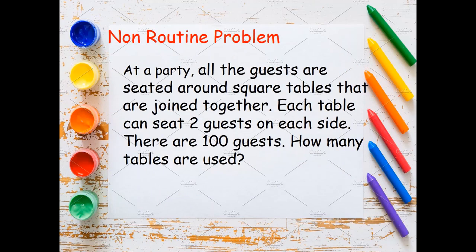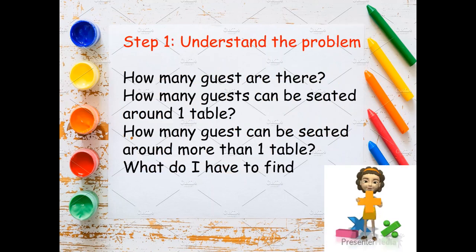Let's try to answer this non-routine problem. At a party, all the guests are seated around square tables that are joined together. Each table can seat 2 guests on each side. There are 100 guests, so how many tables are used? Step 1, understand the problem. In understanding, you should identify how many guests there are. How many guests can be seated around one table? How many guests can be seated around more than one table? And what do I have to find?